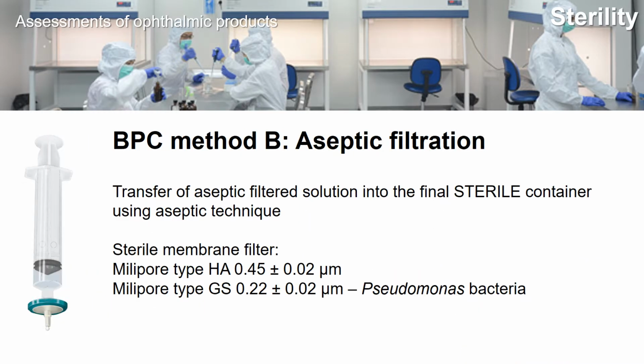However, BPC method B is the only sterilization without heat, and it involves a transfer of aseptic filtered solution into the final sterile container using aseptic technique. It usually employs a sterile syringe with a sterile filter membrane of your choice. The 2 membranes listed here are those with typical pore sizes used. One thing to remember is that this method is conducted in a sterile environment and everything used must be sterile. This ensures the end product is sterile. The next slide will show you a short video of aseptic filtration in a real setting.